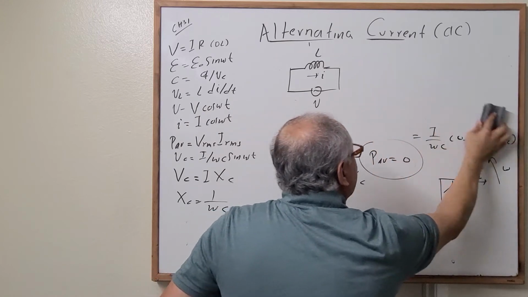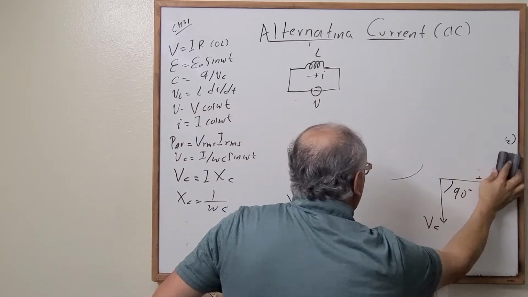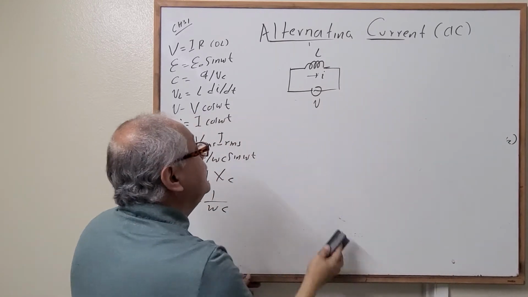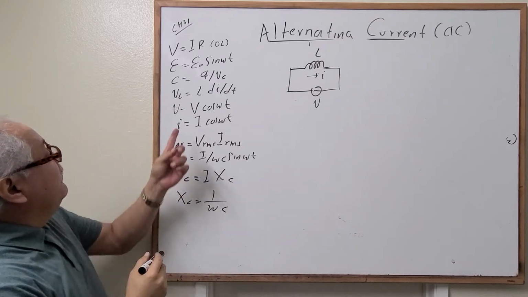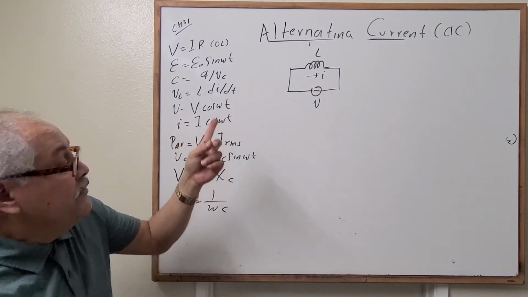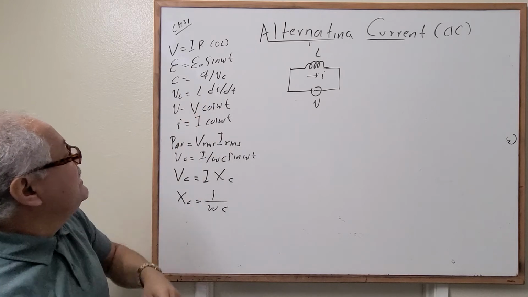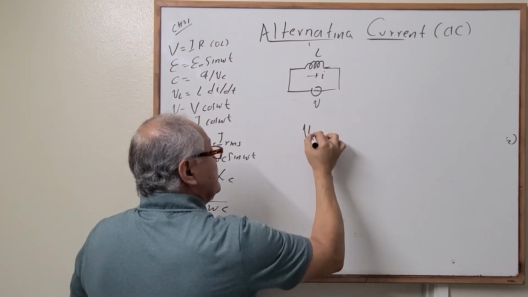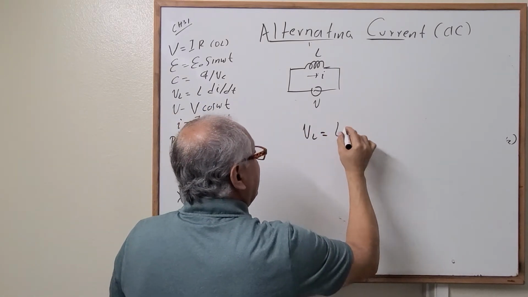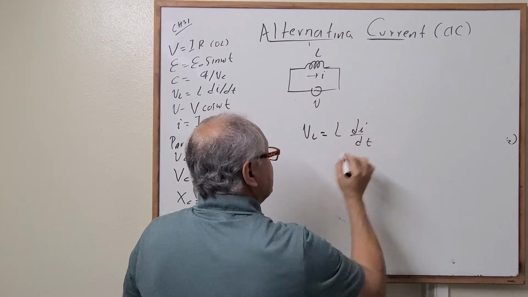For the inductor, the voltage drop through the inductor is equal to the inductance times this change. Okay, so let's do it. The instantaneous voltage is equal to L times the change with respect to time.